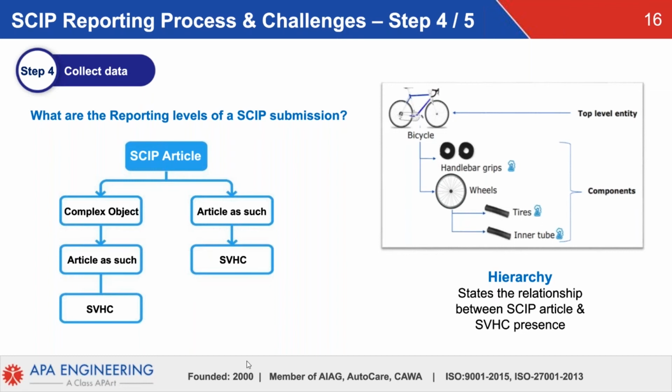For bigger complex objects such as cars, airplanes, turbines, or PC boards, industry associations are negotiating with ECHA until what level the reporting is required. In such cases, SVHC may be present even at the 10th level or above. Is it required to report all the levels, or just a couple of levels? This is currently under discussion with ECHA. Next slide.